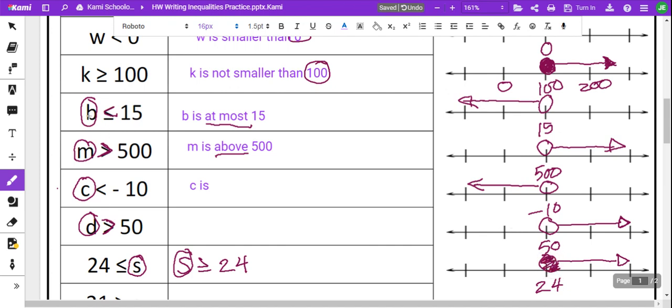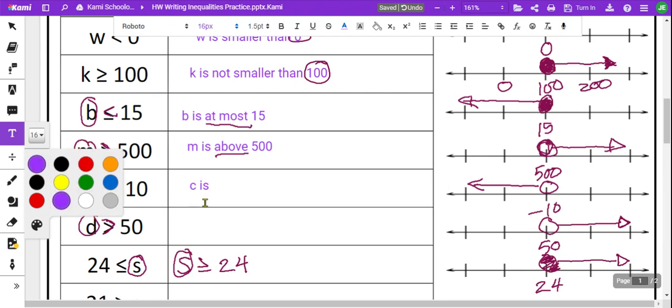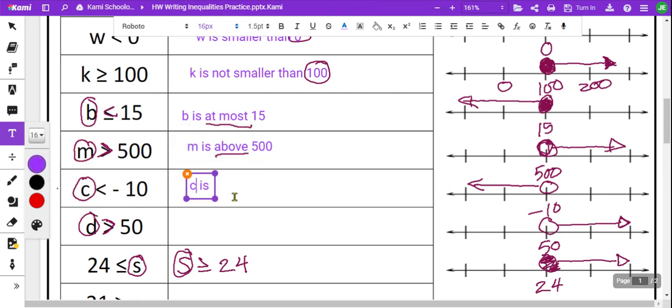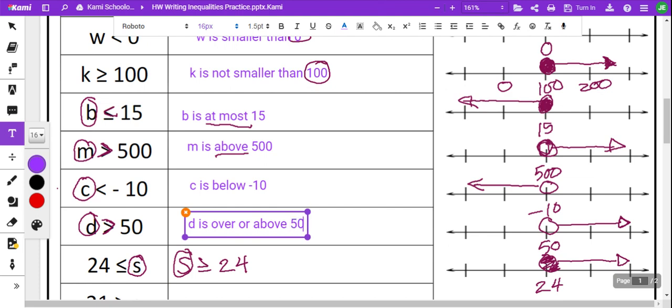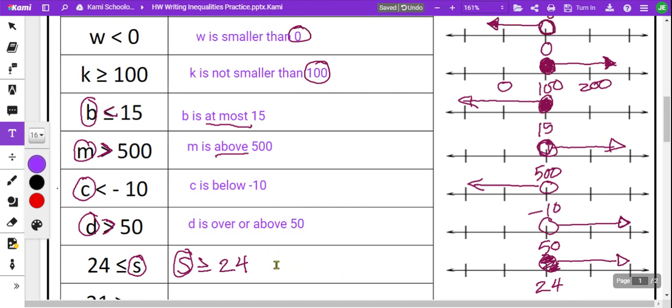Okay, so going back up above, B is less than or equal to 15. So that is shaded. M is greater than 500. That is unshaded. C is below -10. D is over or above 50. Those are just some examples of what you could write down here.